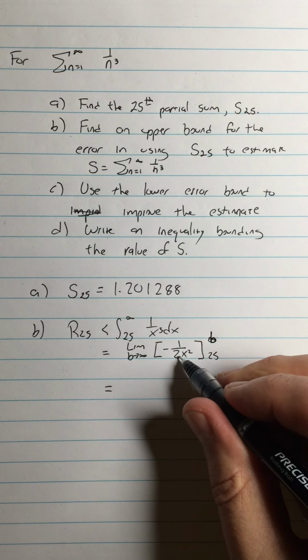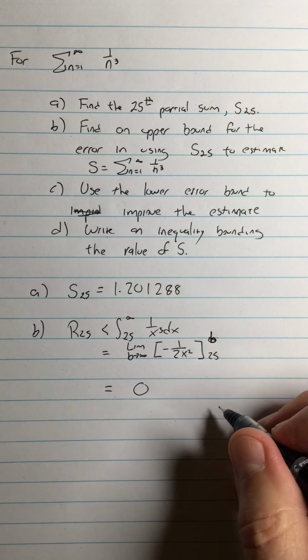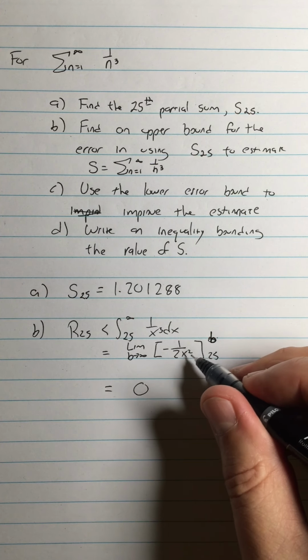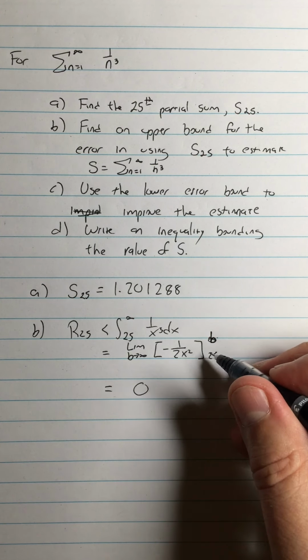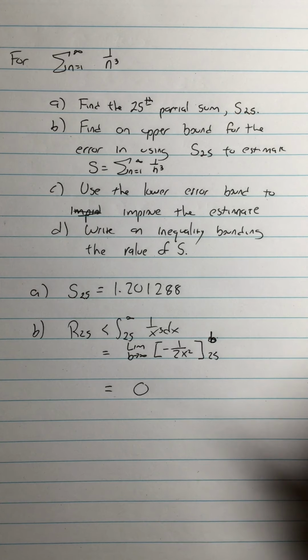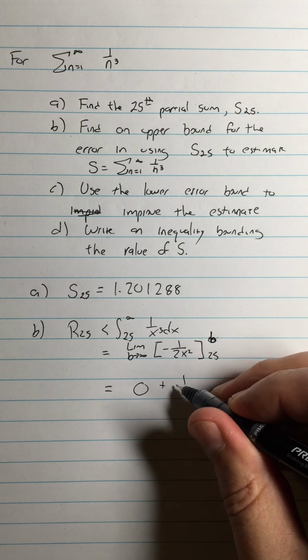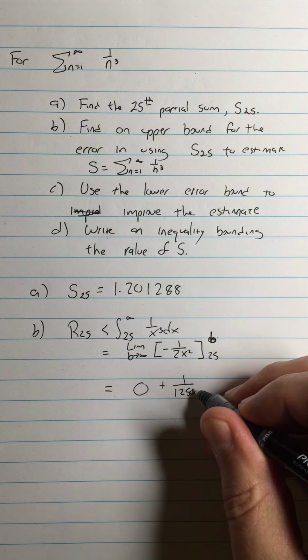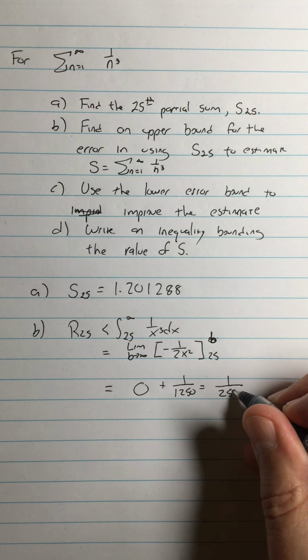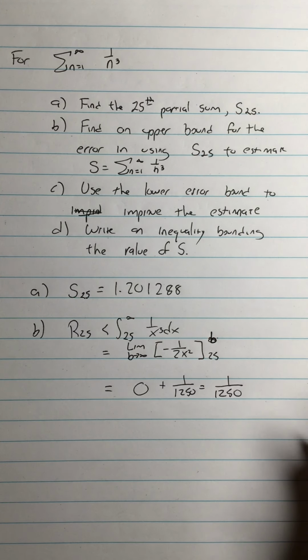We know that when we plug in the b, we're going to get 0. And when we put in the 25 and subtract the negative, we're going to get 1 over 2 times 25 squared. 25 squared is 625. 625 times 2 is 1250. So it's plus 1 over 1250. All right, so that is our error bound.